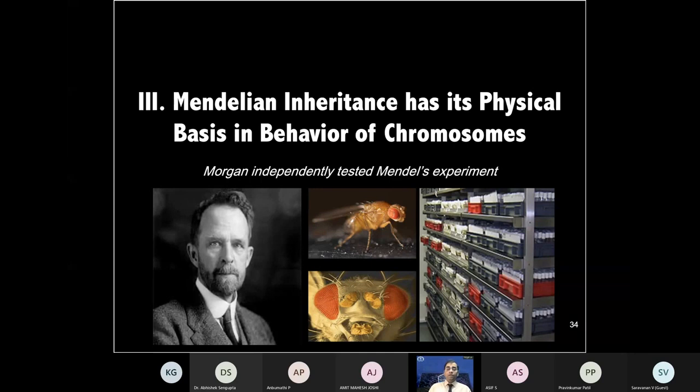But one more scientist contributed immensely, and he was following Mendel's experiments. His name is Morgan, and he was trying to replicate what Mendel did, but in a different type of experimental model. He was looking at what can be done in Drosophila, the fruit fly.